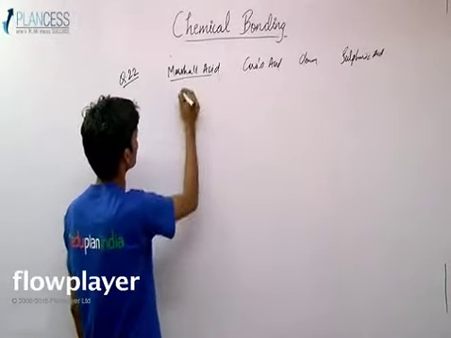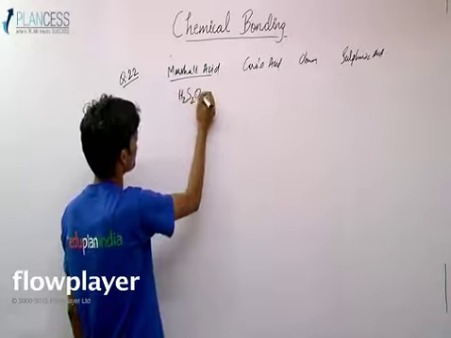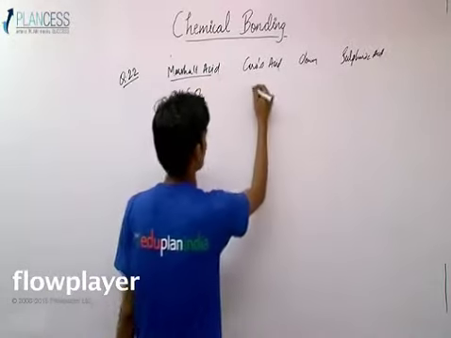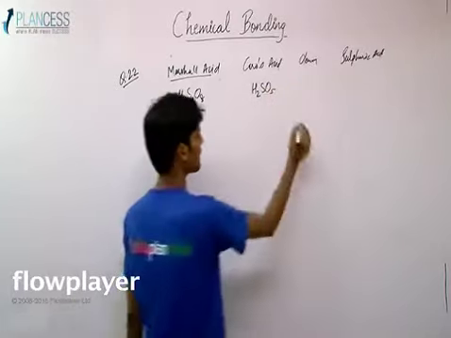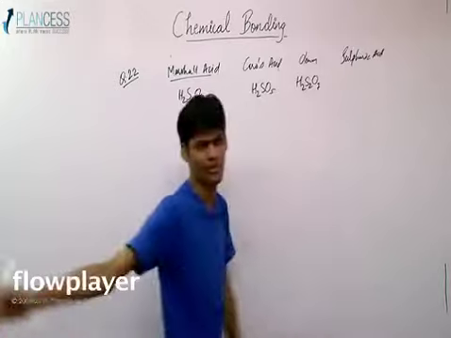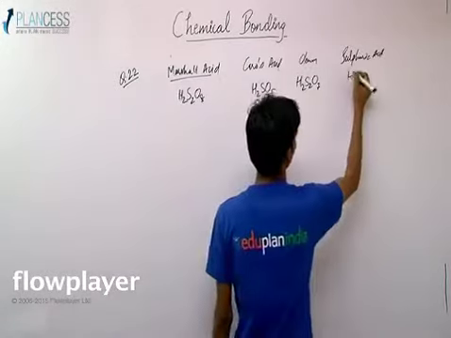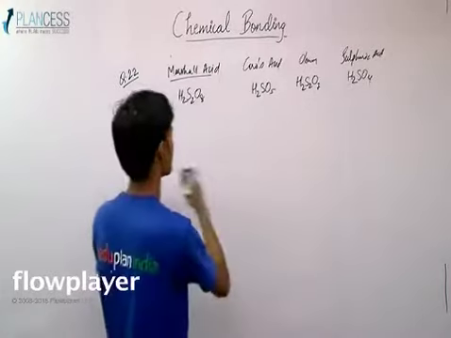So the molecular formula for Marshall's acid is H2S2O8. The molecular formula for Caro's acid is H2SO5. The molecular formula for oleum is H2S2O7, and the molecular formula for sulfuric acid is H2SO4. Yeah, these are the acids.